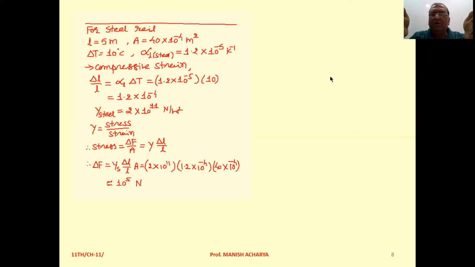Suppose we have a rod that is fixed from both the ends, and if its temperature is increased, then its length will increase. But if it is fixed from both the ends, then stress will be developed, and that is called thermal stress.